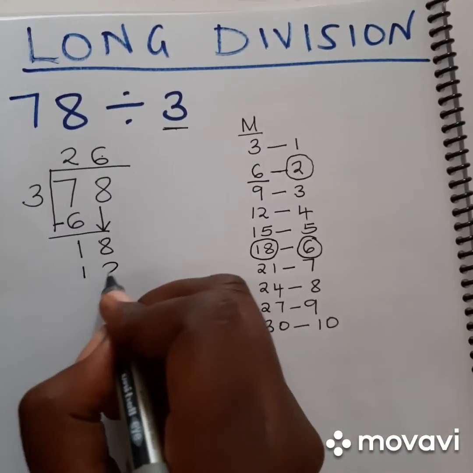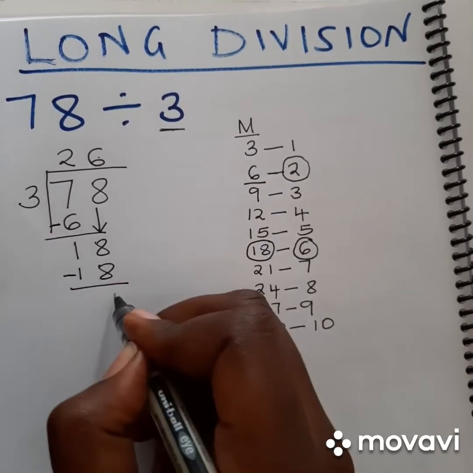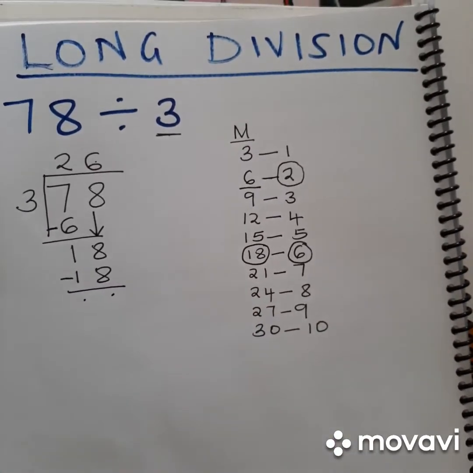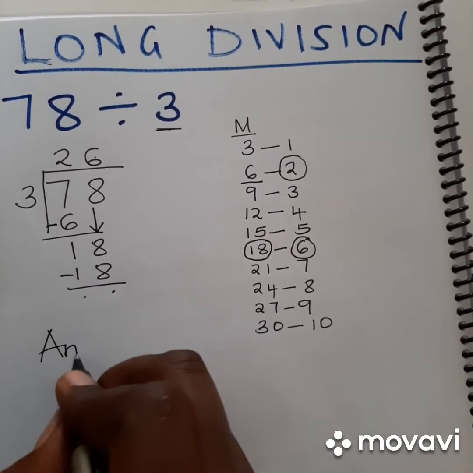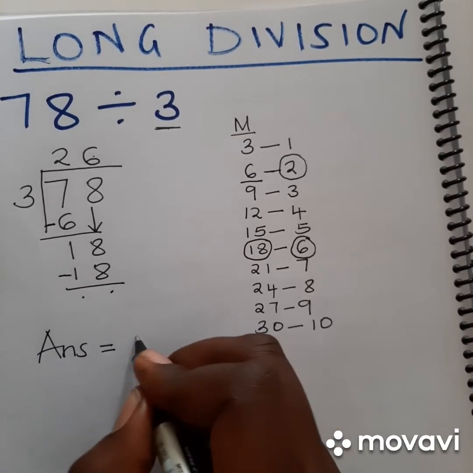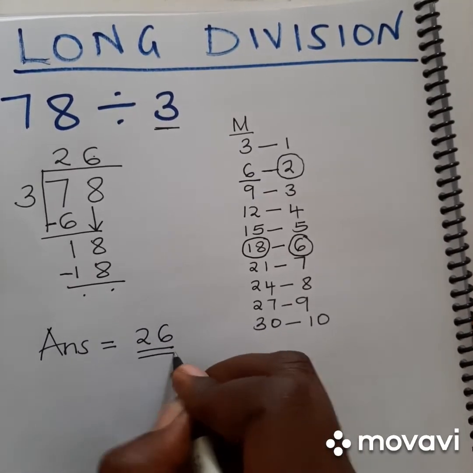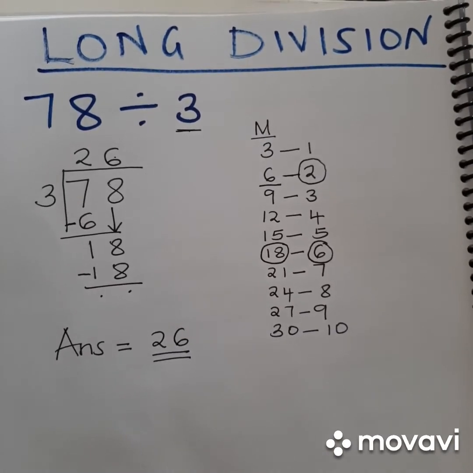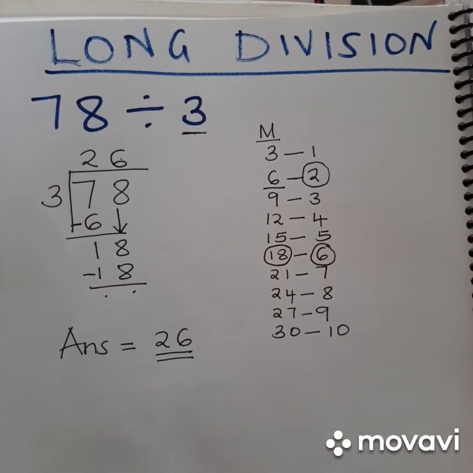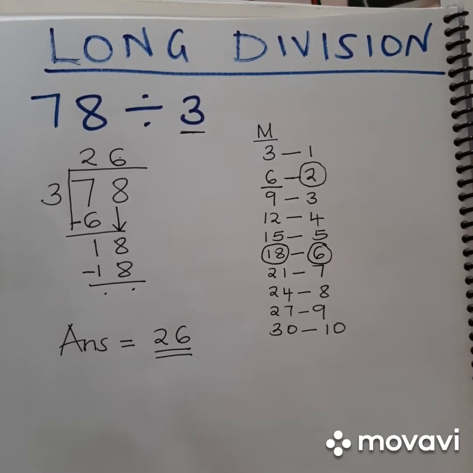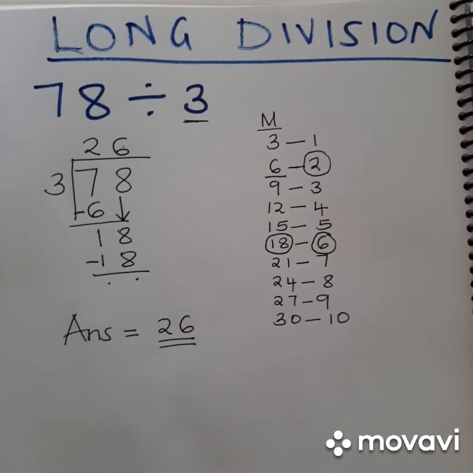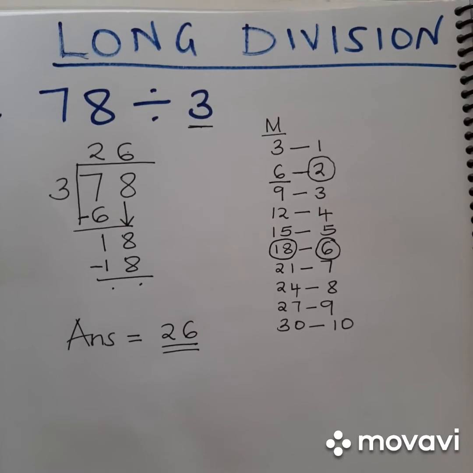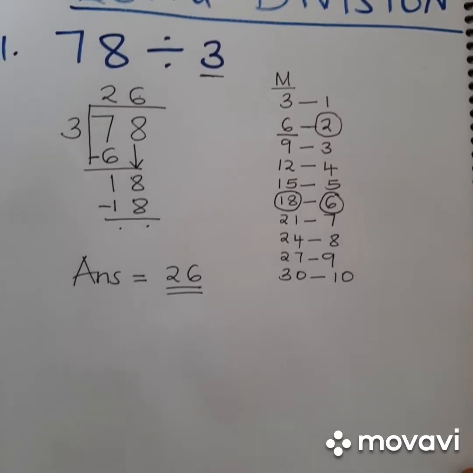6 times 3 is 18. You subtract and you get 0. So our answer is 26. So 3 can be in 78 26 times, or 78 divided by 3 is 26.